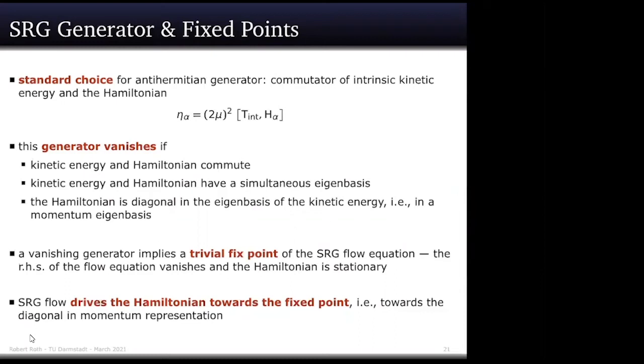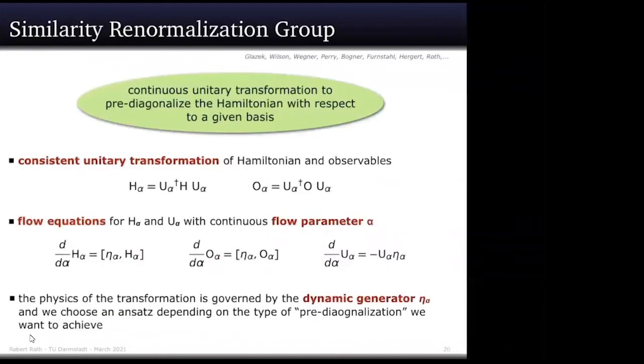It's just that. So if you go back to the previous slide, you have that the third equation, d alpha u alpha equals minus u alpha. Yes.